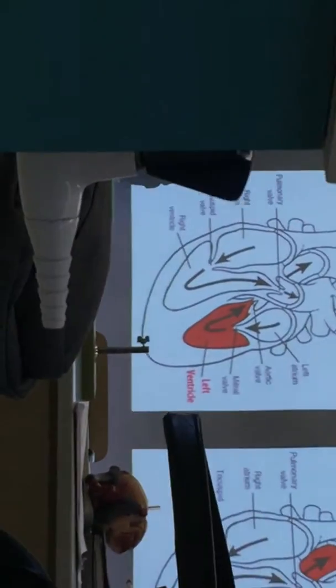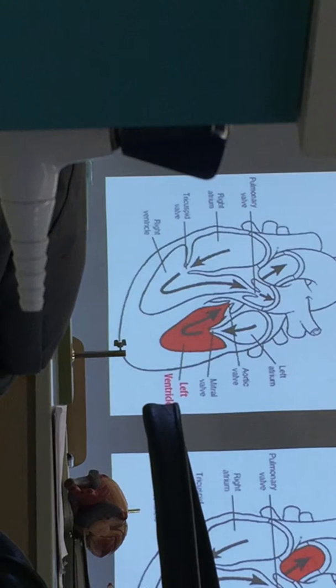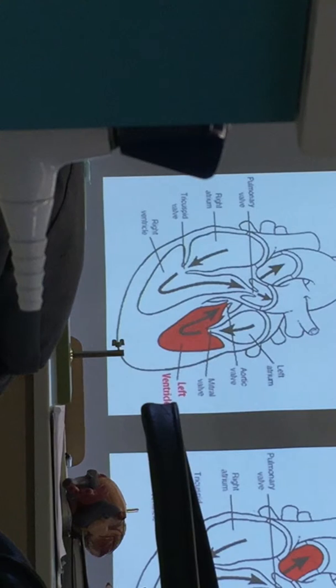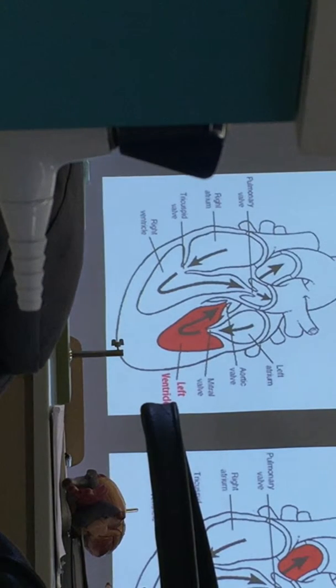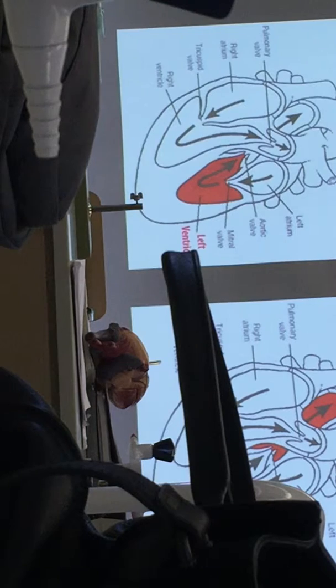So left atrium through the mitral or bicuspid valve, and then the next step is the left ventricle. From the left ventricle, the blood will be squeezed out through the aortic valve and into the aorta. So left ventricle, aortic valve, and then aorta.